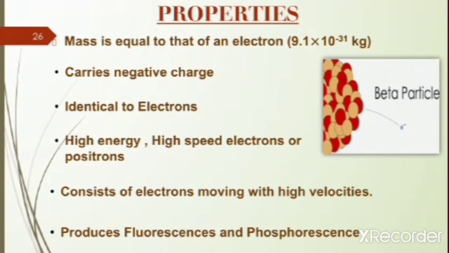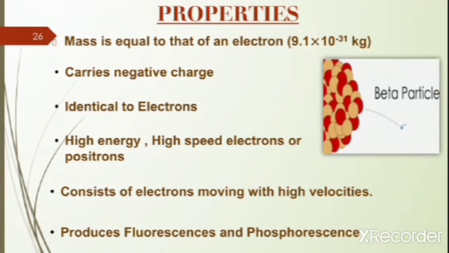Properties of beta particles. Beta particles are identical to electrons since they have a mass that is equal to that of an electron, that is 9.1 times 10 raised to minus 31 kilogram. It carries a negative charge. They are high energy, high speed electrons or positrons. We had already discussed that beta particles are high energy, high speed electrons or positrons formed as a result of beta decay.